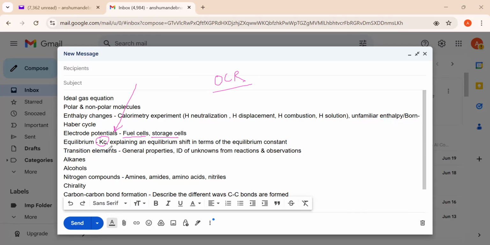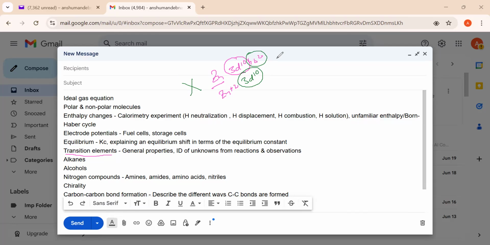Transition elements. What are transition elements? Transition elements are those which have an incomplete d in their elemental form or most stable ionic form, such as zinc. Zinc has an electronic configuration of 3d10 4s2, so it has a complete d. So zinc is not a transition metal. Even when zinc loses 2 electrons, it loses them from the 4s, so the configuration is 3d10, still a complete d. So it is not a transition metal.